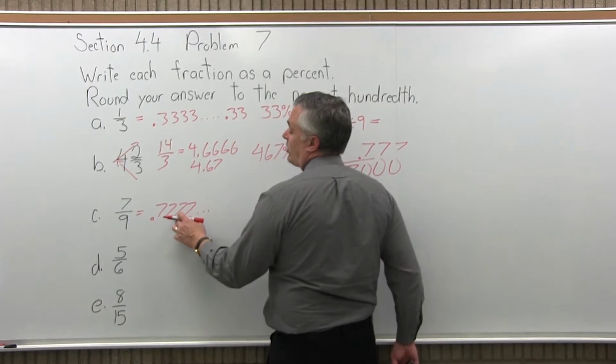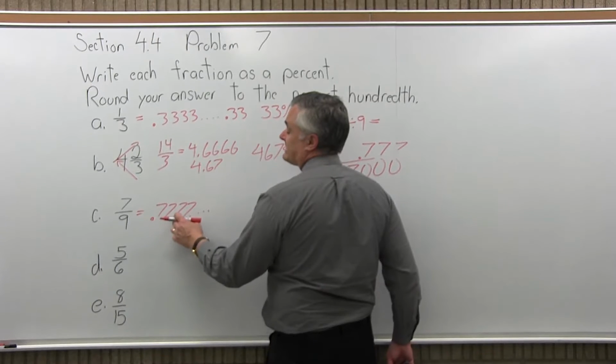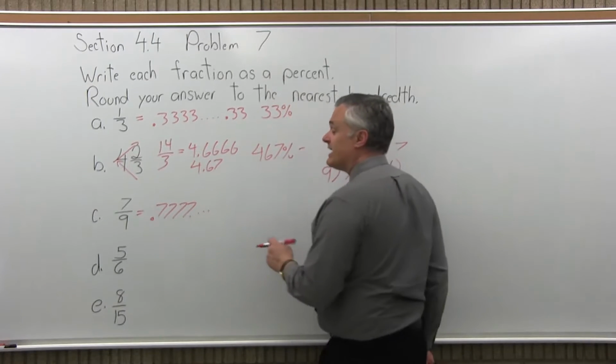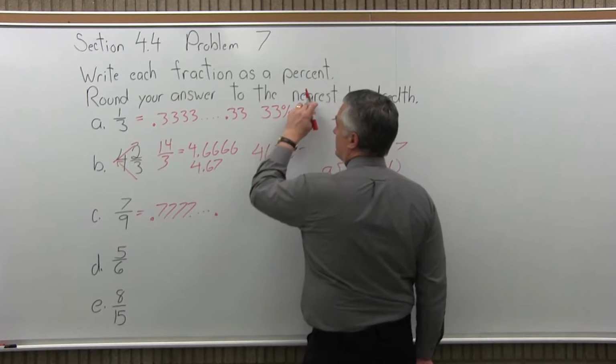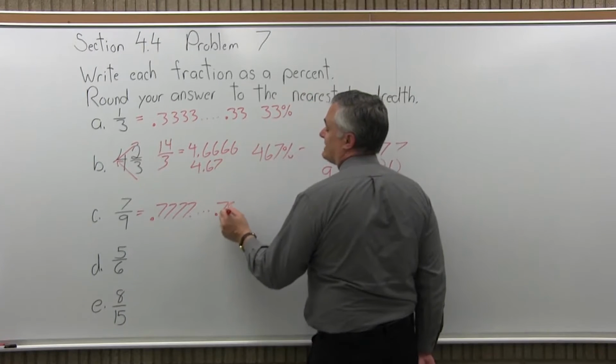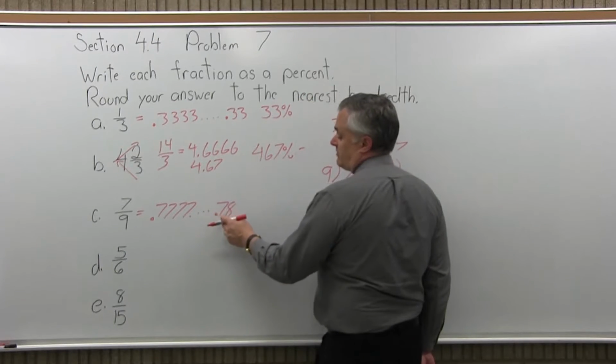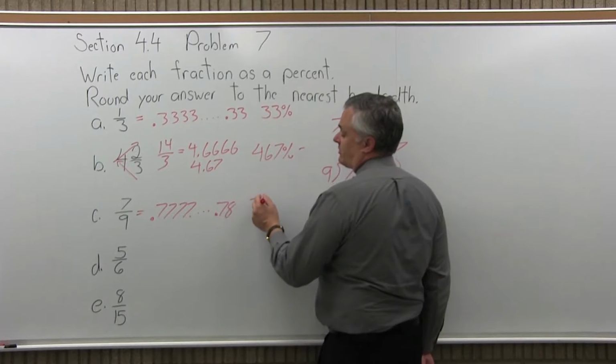So now when I look over 1 more position to the right, it's a 7. That's big enough to make it a 0.78. So within the round off to the nearest hundredth, I have 0.78 as a decimal. To make it a percent, pull your decimal point 2 places to the right, and it is 78%.